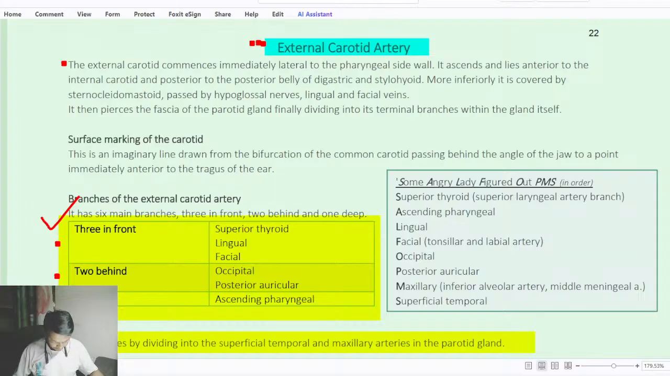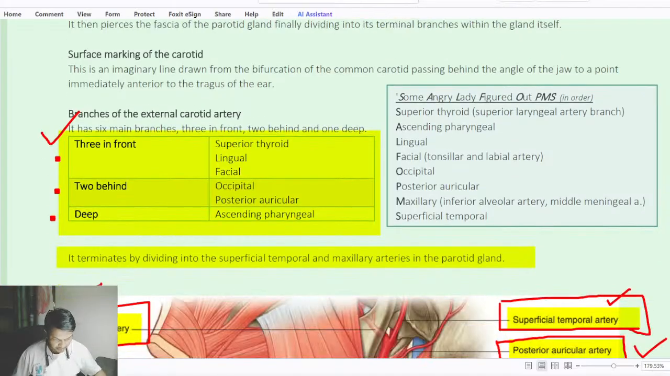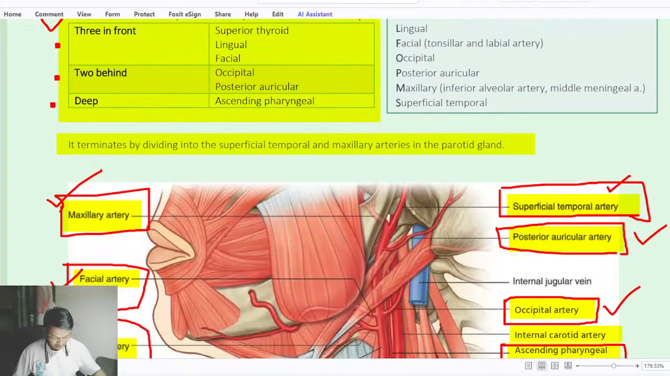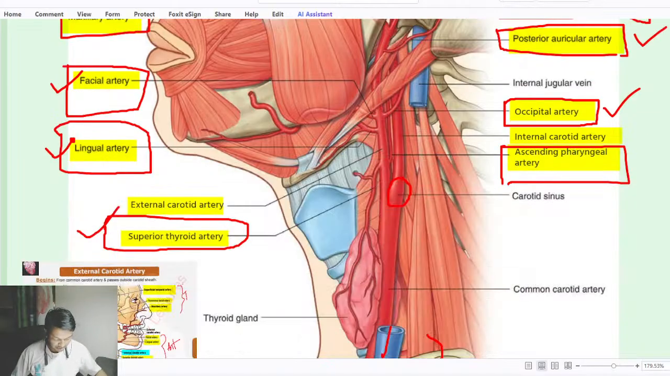The external carotid artery branches are superior thyroid artery, lingual, facial, posterior auricular, occipital, and ascending pharyngeal. And then it continues and terminates by dividing into maxillary and superficial temporal.